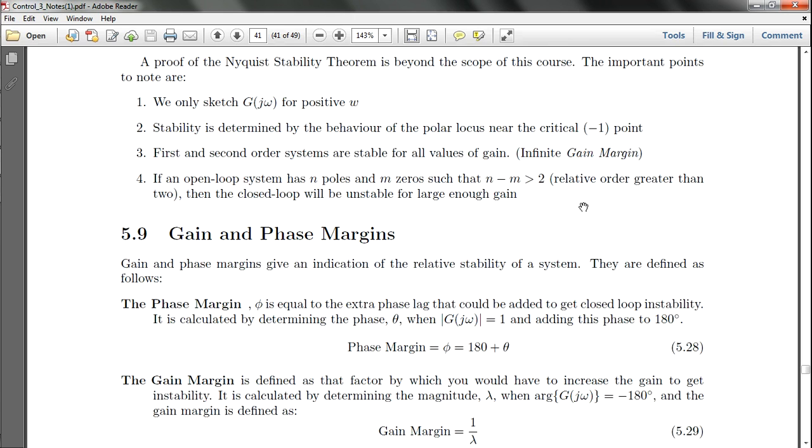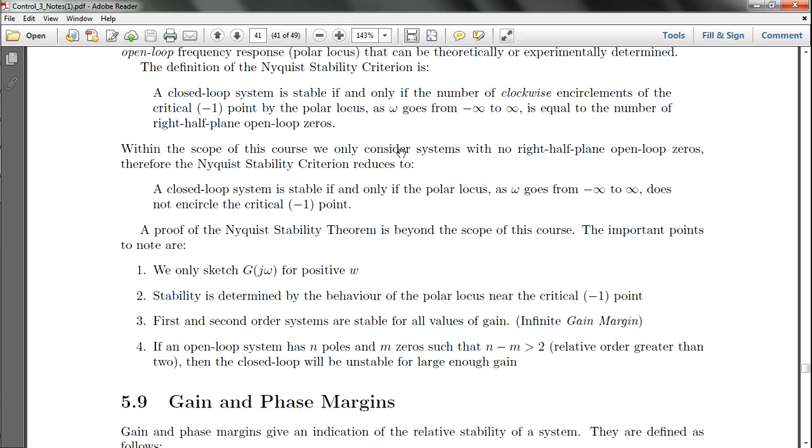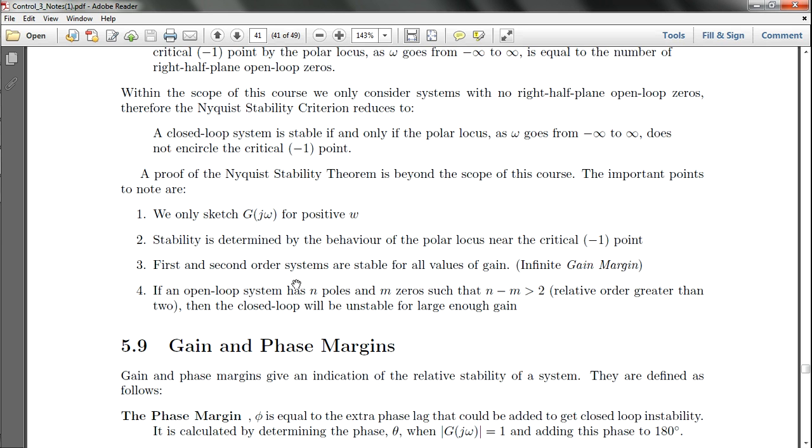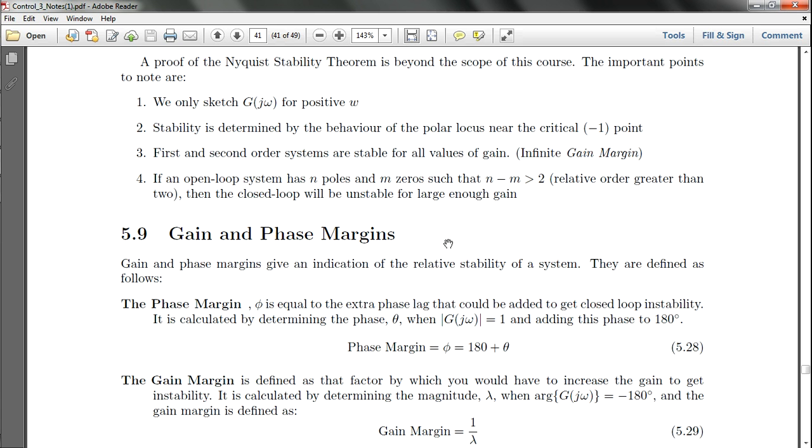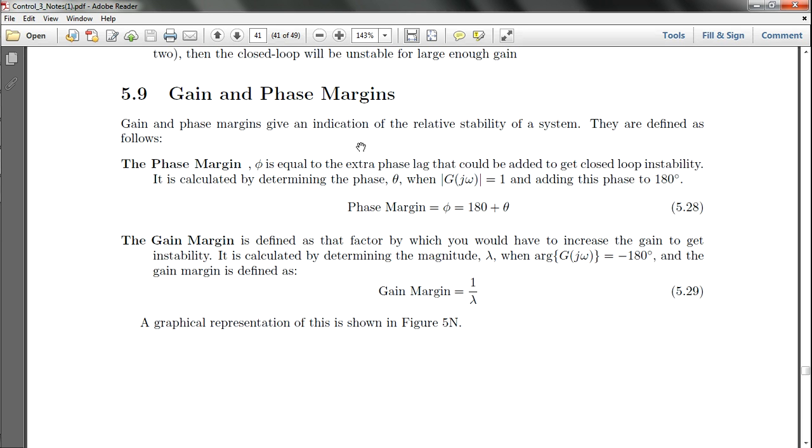Okay, previously we talked about the Nyquist stability theorem. Okay, and then I have a trouble in the third and fourth part. Okay, if you remember. But nonetheless, you just memorize the definitions. So now we go to gain and phase margin.